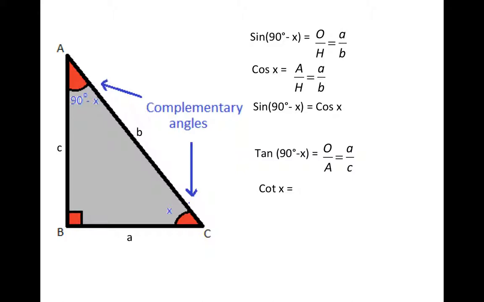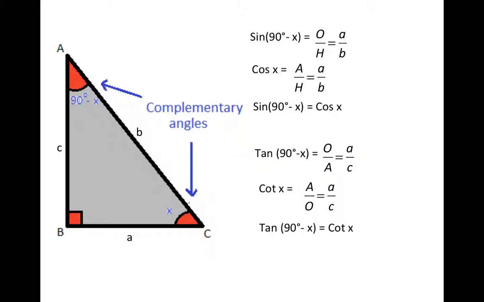Let's look at the cotangent, the cot of angle x. So cot is going to be adjacent over opposite. So the adjacent to angle x is a, so we've got a over c. You'll notice again those two expressions are the same. They're both a over c. So that tells us tan of 90 minus x has to equal cot x. So that's our first two sets of relationships derived.